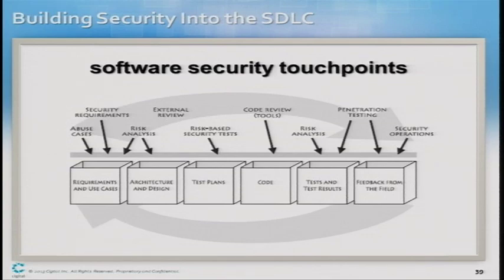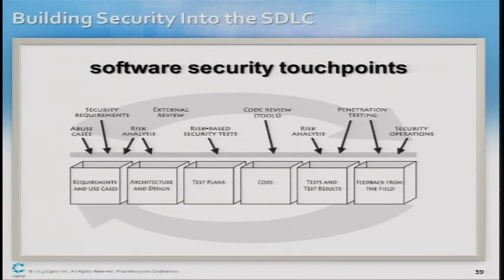So the touch points are basically a way to say at which points in the process to act. The boxes you see at the bottom exist in any methodology. You're going to have requirements, architecture and design, and a test plan. The one thing every development effort produces is code, then testing and test results, and then feedback from the field once it's deployed. And again, we want to start with our abuse cases.